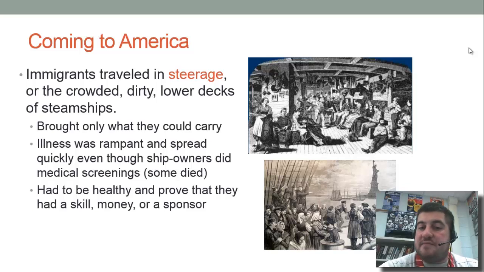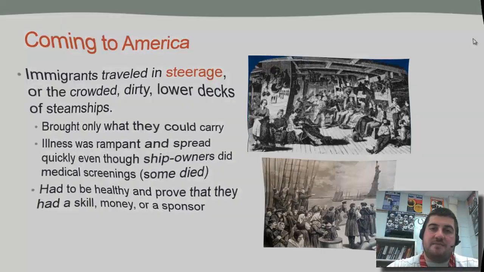They have to be healthy, and they have to prove when they come to America that they either have a skill they can use, which a lot of them didn't, money, which a lot of them didn't, or a sponsor, which a lot of them did. Someone in America to vouch for you, saying you're not a bad person and you can get into America, you won't commit crimes, and you're going to work hard to try to better your family.